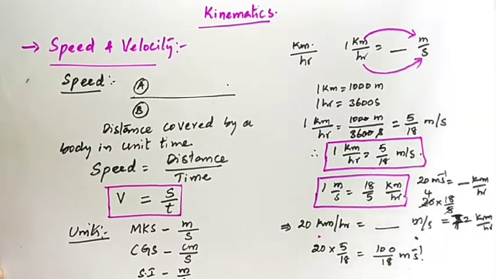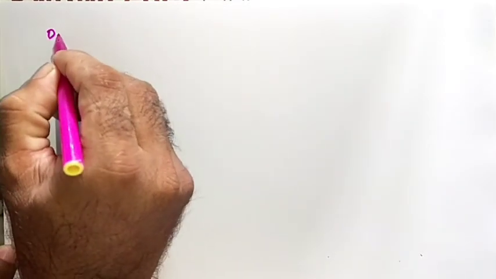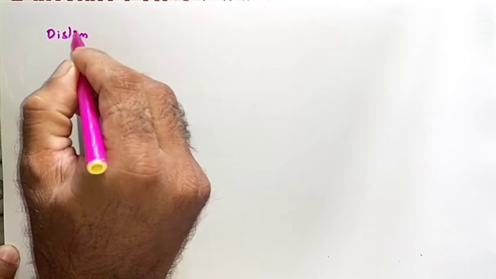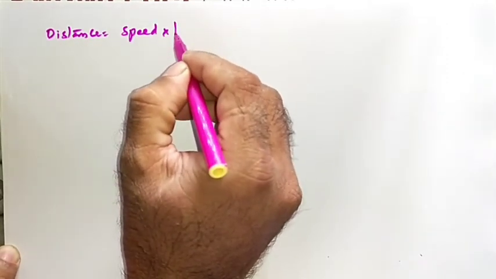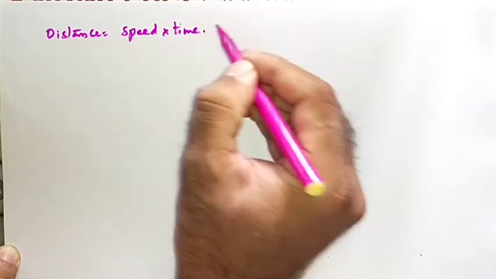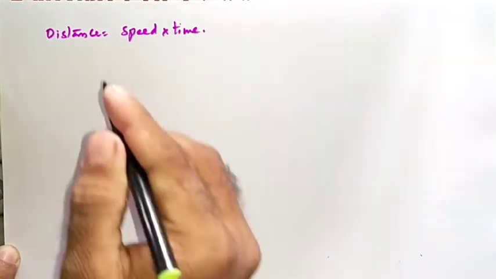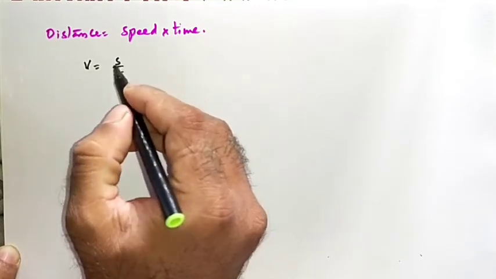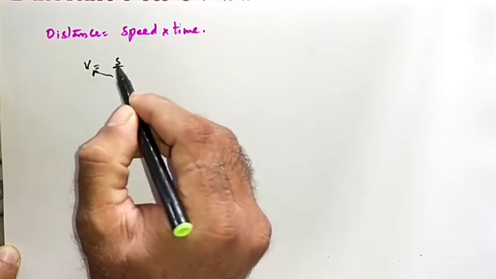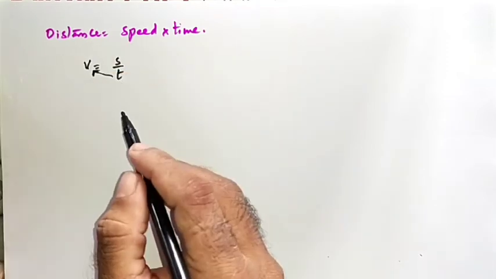Next, let us see how to calculate distance. So to calculate distance, what is the formula? Distance is equal to speed into time. How did I get it, sir? Already we know the speed formula. Speed is equal to what? Distance by time. From this, distance is equal to speed into time. Yes or no?